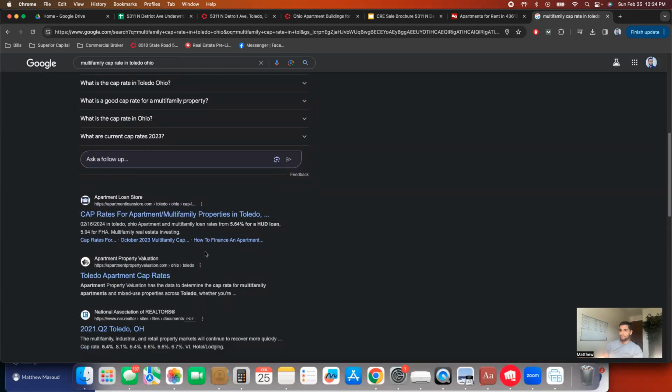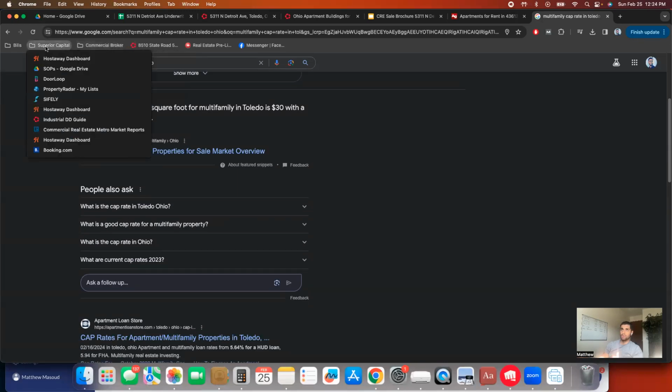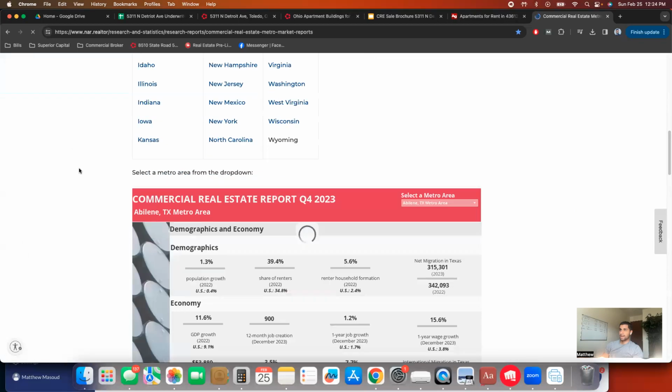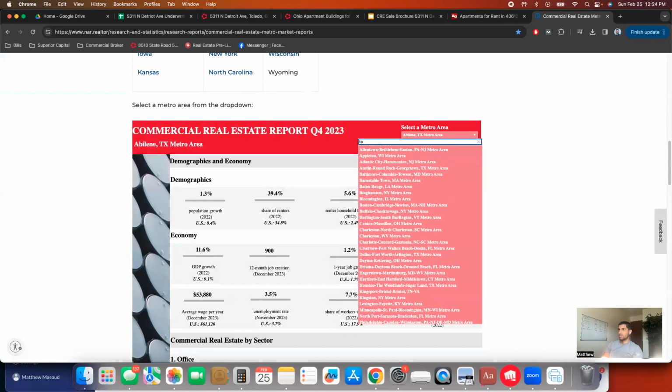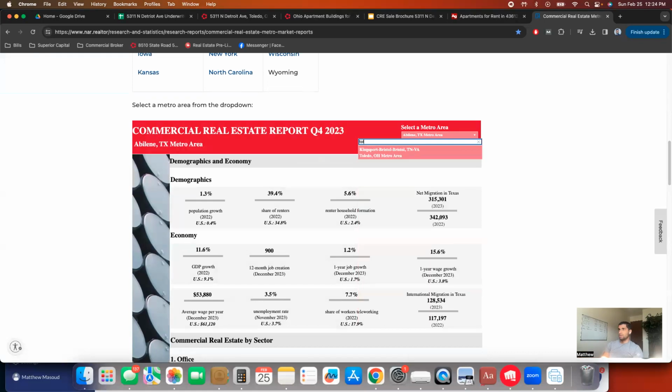Loan rates. Now, there are some go-to sites that I like to use. There it is. We'll look at this one. NAR has one that comes out of all the major metro markets. I'll link to this one too. It's free. It's on their site. Toledo. I don't know how to spell Toledo, but that's fine.